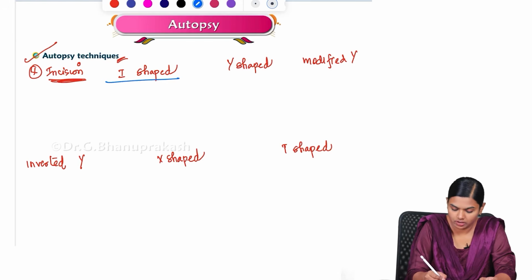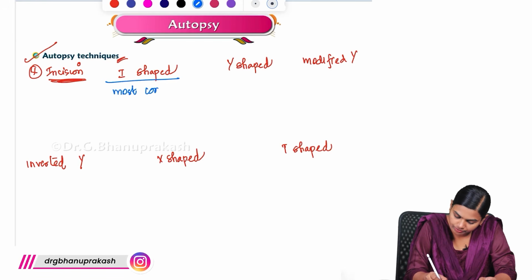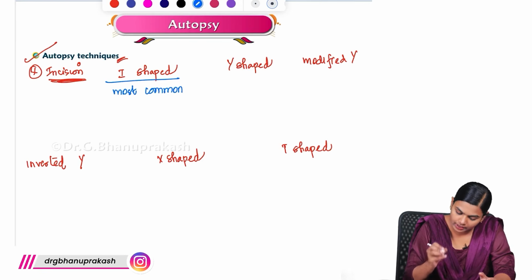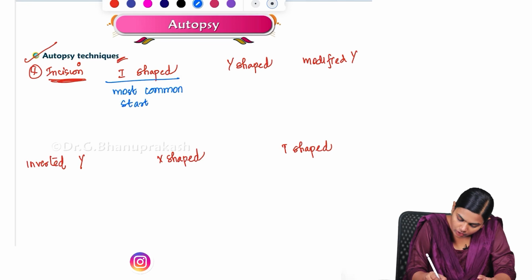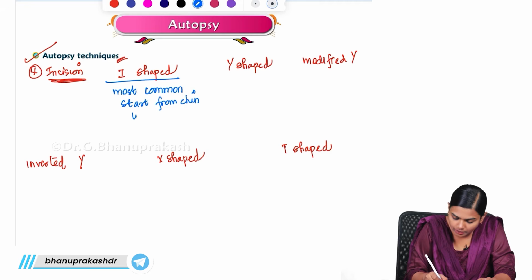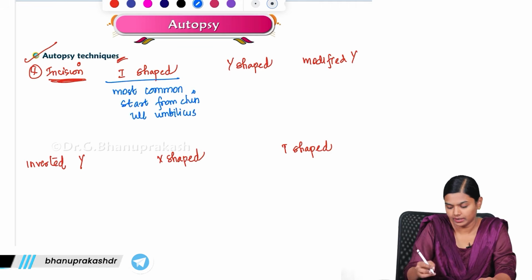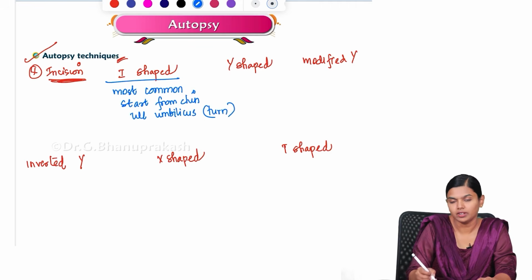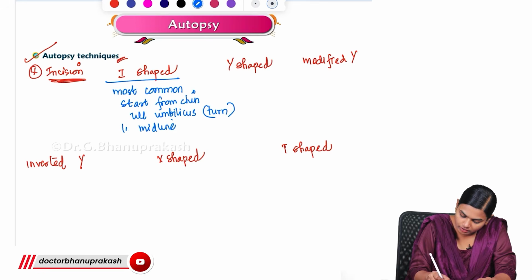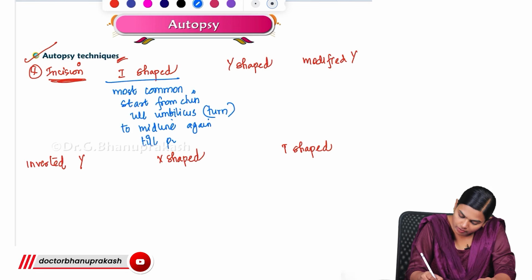First, the I-shaped incision, this is the most common. In all autopsies, we prefer this. It will start from the chin and go down longitudinally, straight down till the umbilicus. There it will make a detour around the umbilicus, then go back to the midline and go till the pubic symphysis.